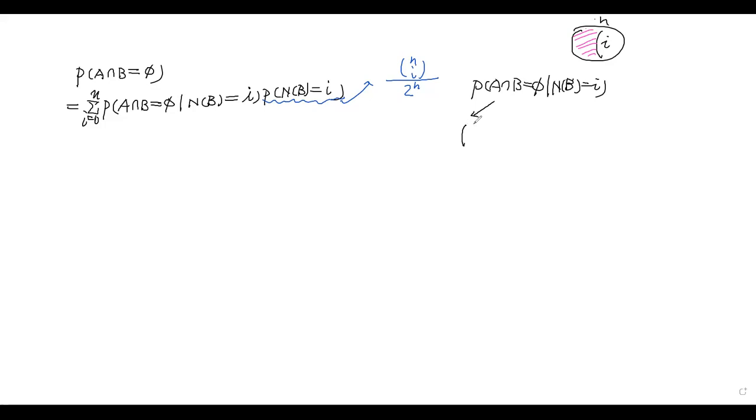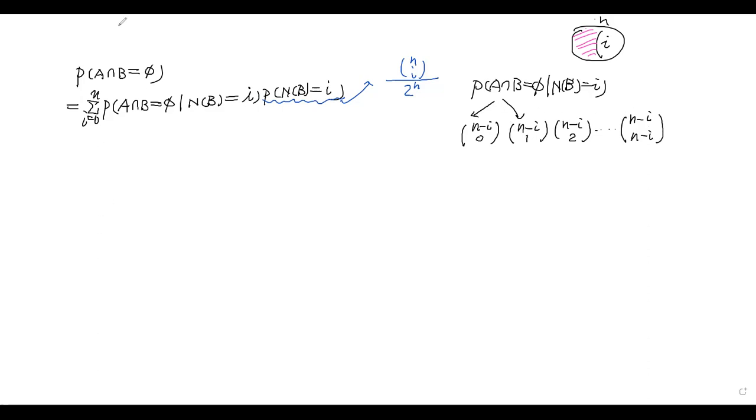So we have n minus i, this pink area. For n minus i, A can take 0 elements. Likewise, A can have 1 element, then 2 elements, all the way to n minus i elements. So there are many of these situations.